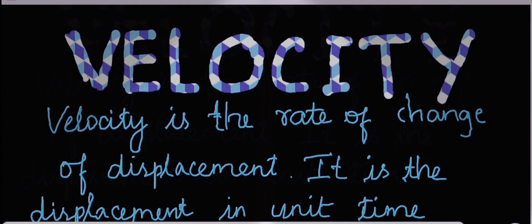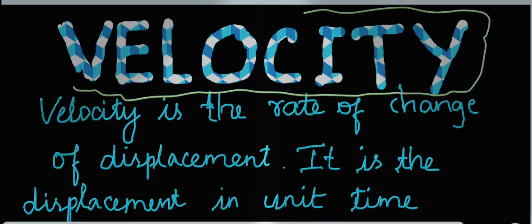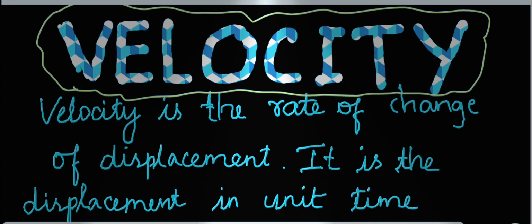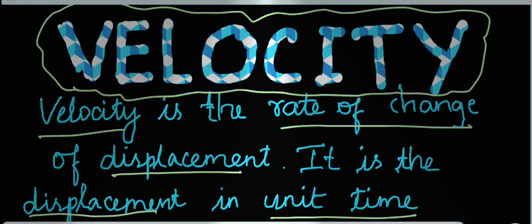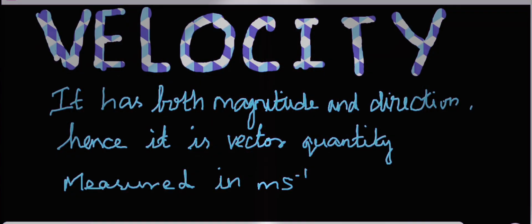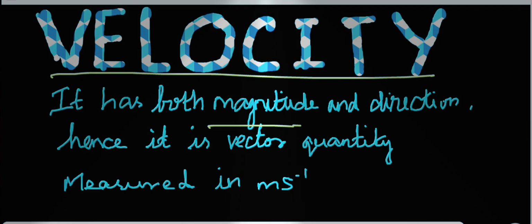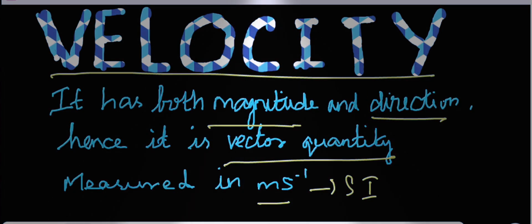What is velocity? Velocity is the rate of change of displacement. So, when the displacement occurs, the velocity will change. It is the displacement in unit time. Velocity has both magnitude and direction. Hence, it is a vector quantity, which is measured in meters second to the power of minus 1 in the SI system.